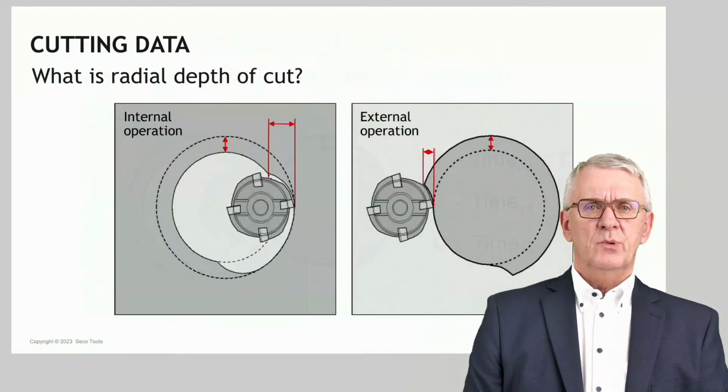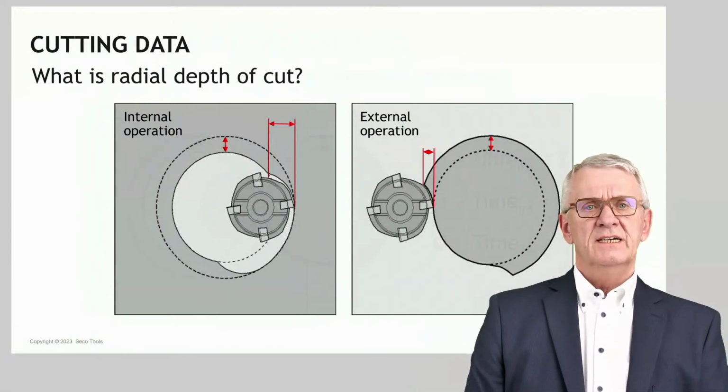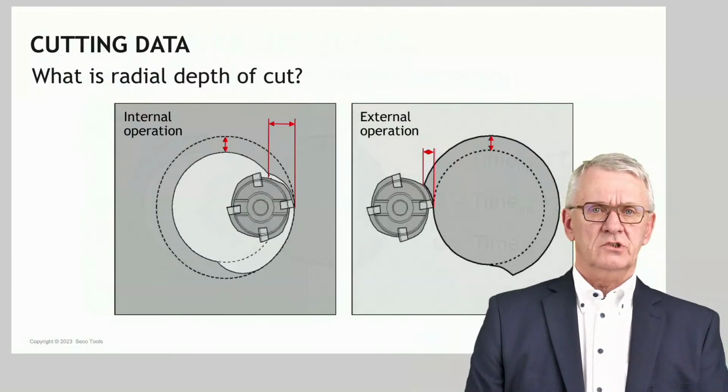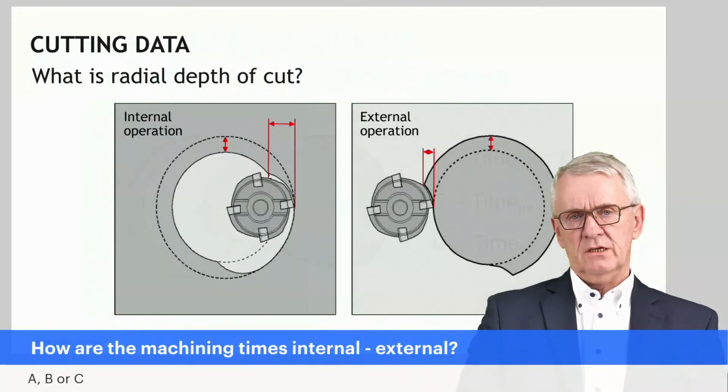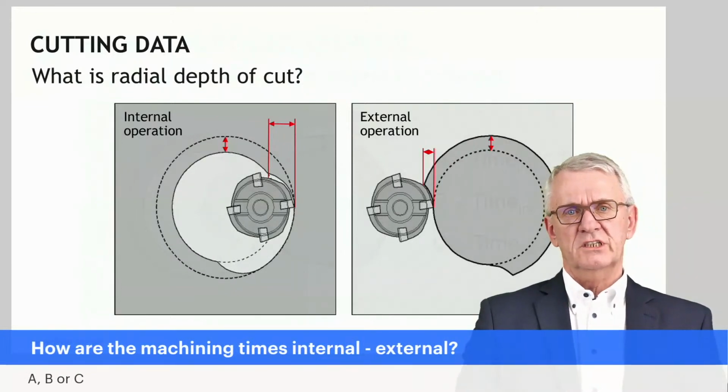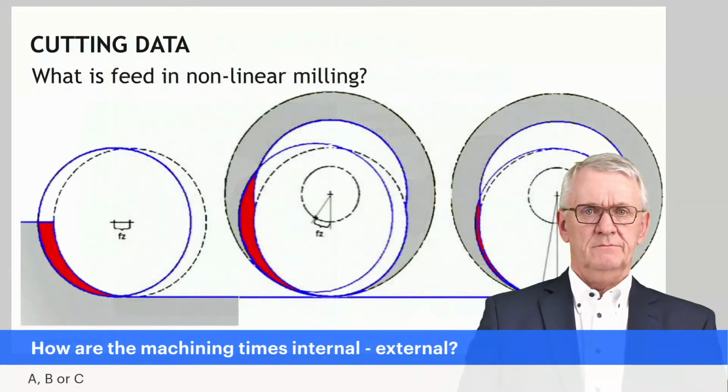If I take the two apart, it looks like this. And again, I could ask the question, is internal faster, the same as external, or slower? If the diameter we machine is the same, and if the material oversize we have to remove is the same, and the milling cutter is the same.